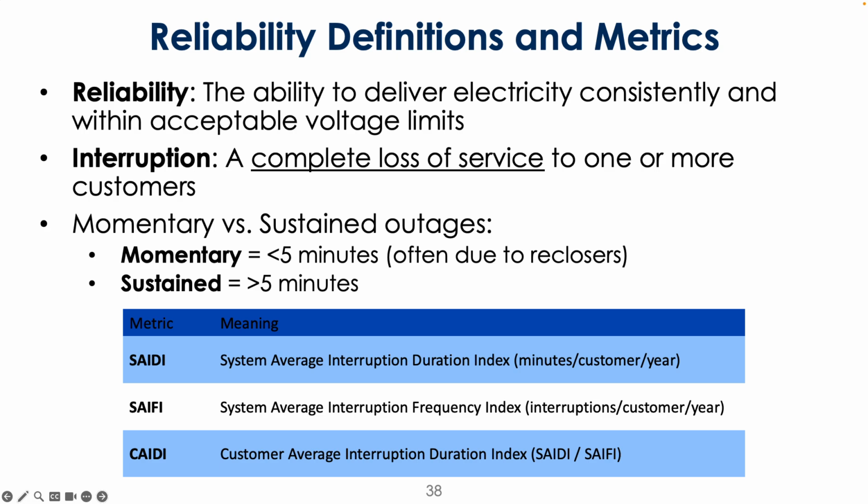And then the Customer Average Interruption Duration Index. This looks at the ratio between how long and how many, so it tells you how long the average interruption would be that you would experience. These are very common metrics and indices that utilities use to measure the reliability of a system, and you can look up data on what these indices look like in different utility territories.